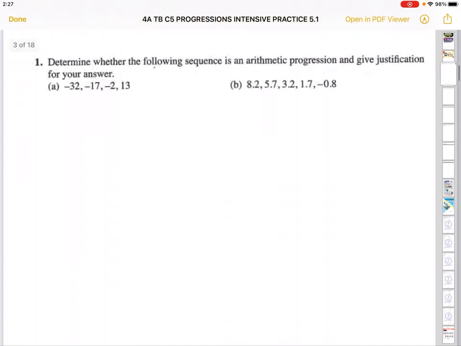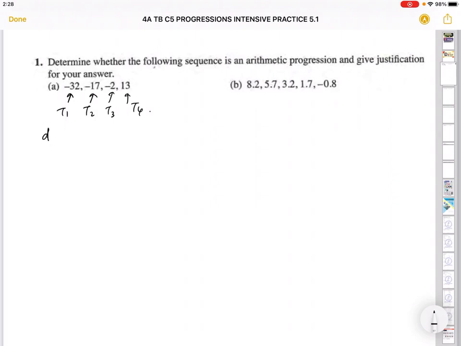Now, the first question, we are supposed to determine whether the following sequence is an arithmetic progression or not, and give justification for your answer. So the thing is, we have to test out one by one. Here we notice that there are 4 terms. So this is your T1, T2, T3 and T4. T represents the terms. In order for it to be categorized as an arithmetic progression, we know that they must have a constant increment, or it can be a constant reduction. We call it a common difference.